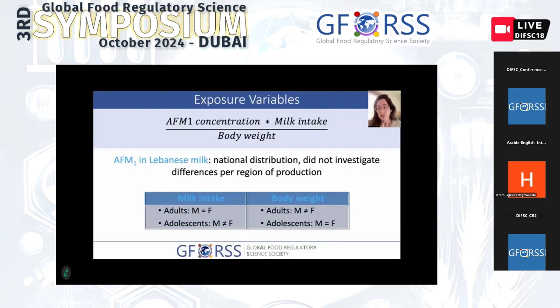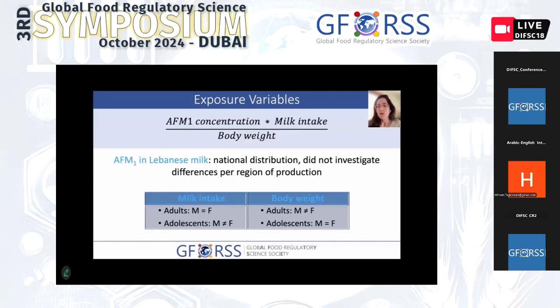And per gender or sex, so male and female. After doing our statistical analysis, we found that among adults, males and females consume equivalent amounts, so not exactly the same, but statistically equivalent. But this was not the case for adolescents. On the other hand, when we looked at body weight, the weight of adolescent males and females was equivalent, but it was not the case for adults. So what do we do with this information?